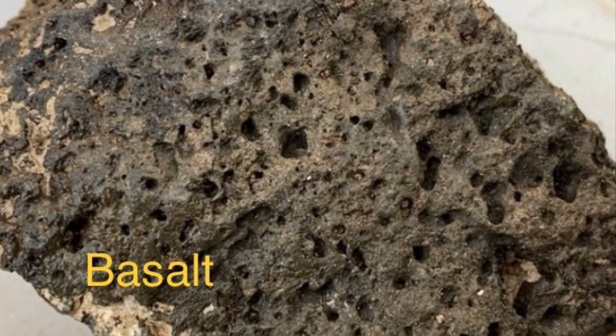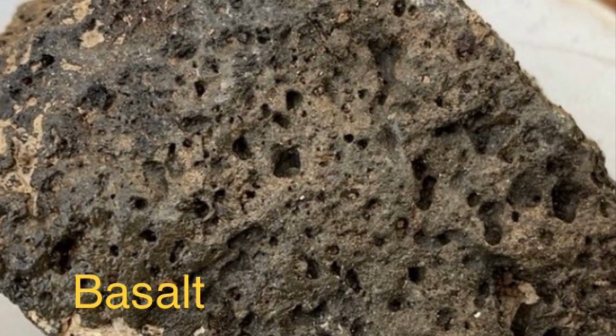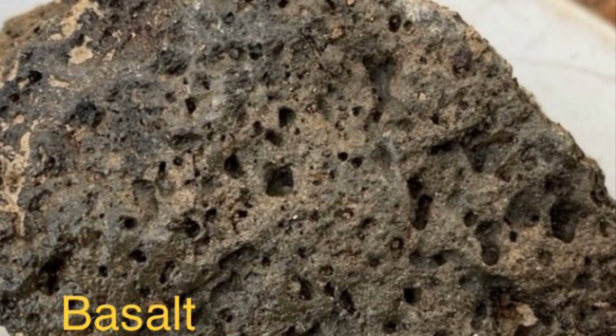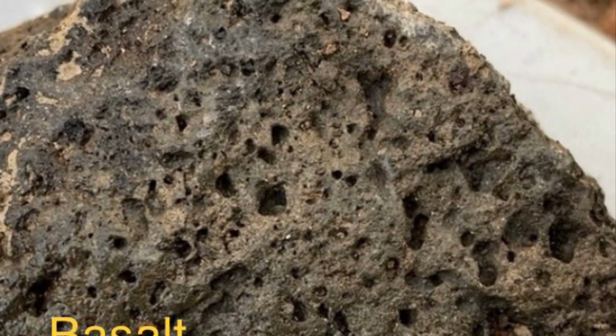When mafic magma comes out onto the surface and flows down the land like in the volcanoes of Hawaii, you get basalt, and it cools so quickly that you cannot see the crystals with your naked eye.